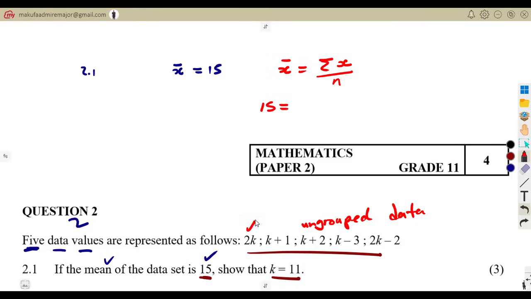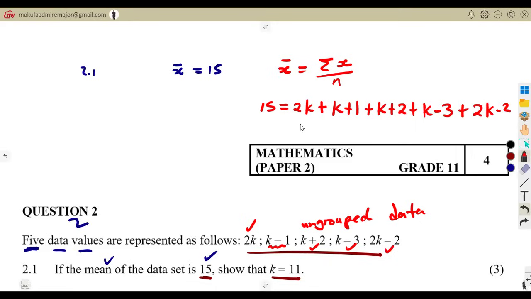We have to add 2k plus this plus this. That is the sum. So the first one is 2k, plus k plus 1, plus k plus 2, plus k minus 3, and we add 2k minus 2.